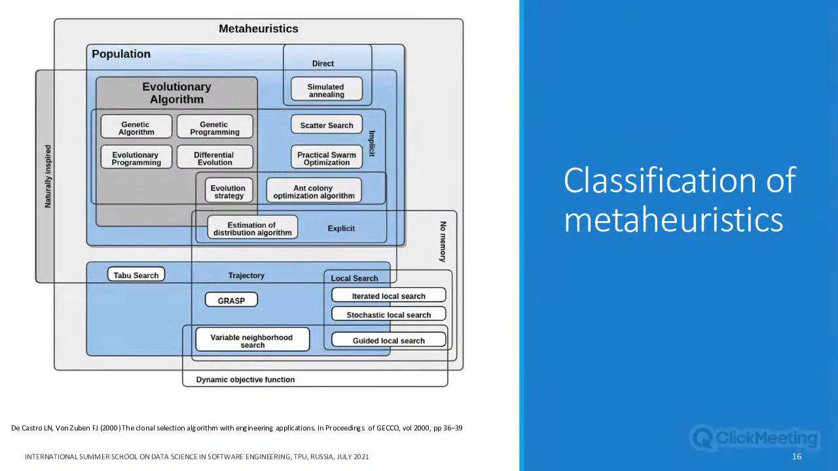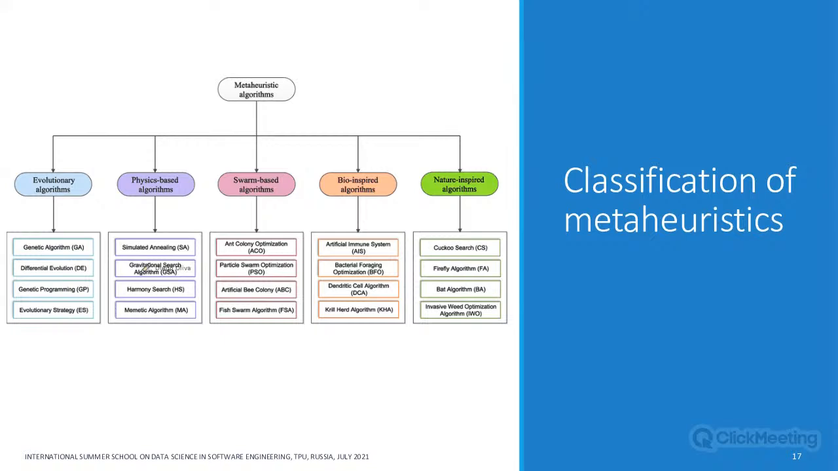But how could metaheuristics be classified? Here we have a classification related to different aspects. For example, we have the population-based approaches, the evolutionary algorithms, the direct approaches like simulated annealing, implicit and explicit methodologies that are, most of them, part of the nature-inspired class. Here we also have the trajectory-based methods, the local search methods, and dynamic objective function methodologies. Also, we have some methods that have no memory, because we can include memory to save the position of the solutions.